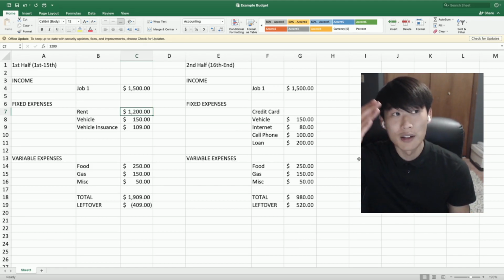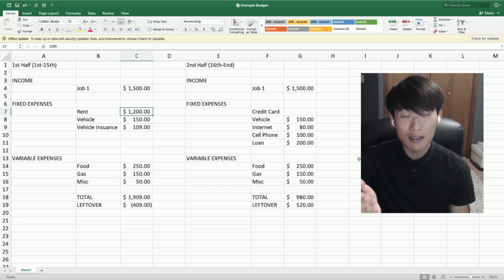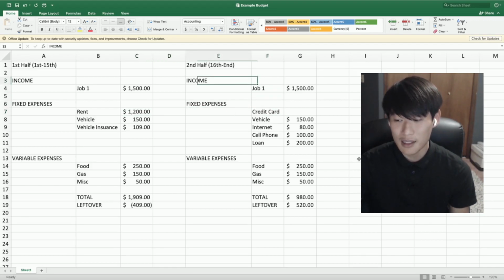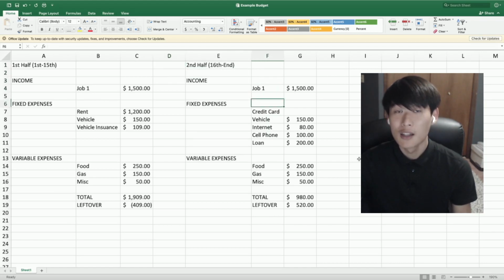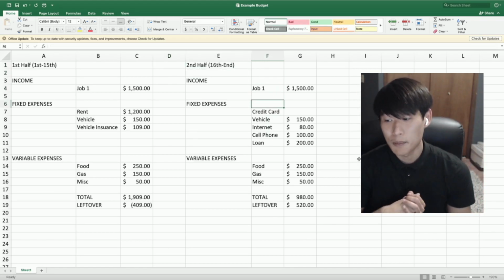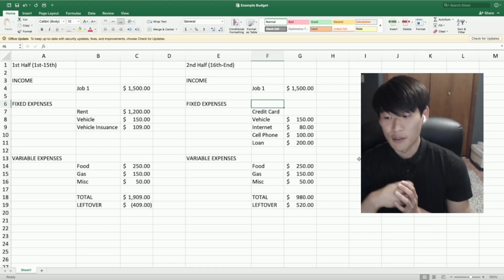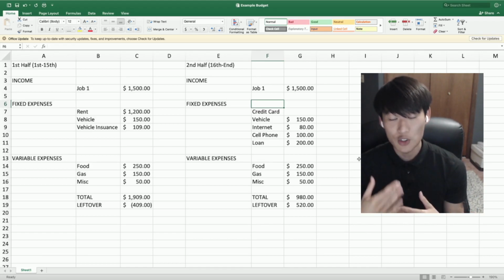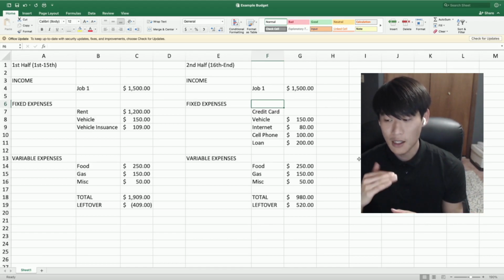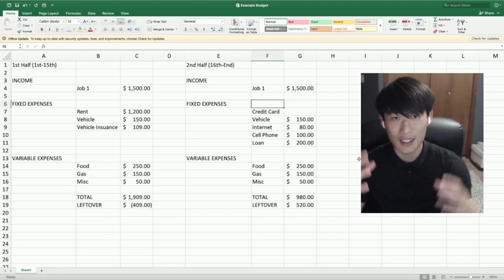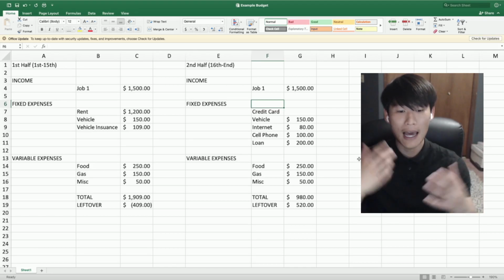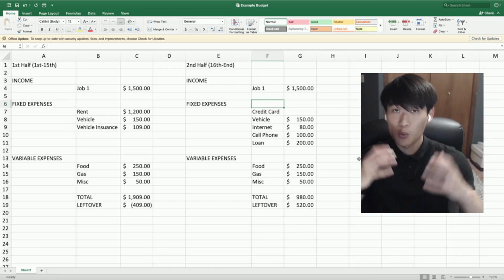If it falls on the end of the month or the 17th of the month, then you put it on the second half because it falls under the 16th to the end of the month. So put all your bills accordingly in the proper column. And then your variable expenses, this is where you want to track things and list out everything that you have, not to like a T if you don't want to, but like miscellaneous is just clumped together, subscriptions, any bad habits, things like that.